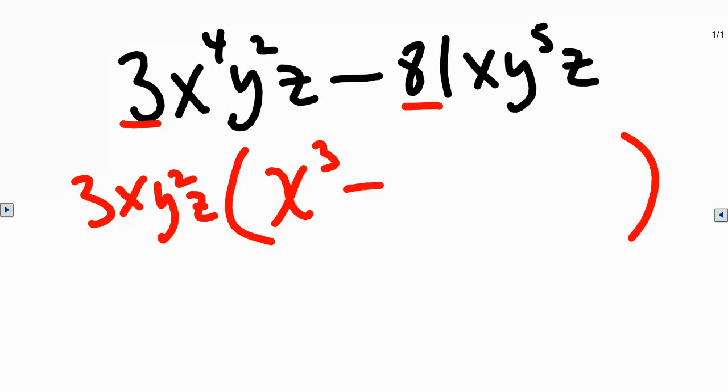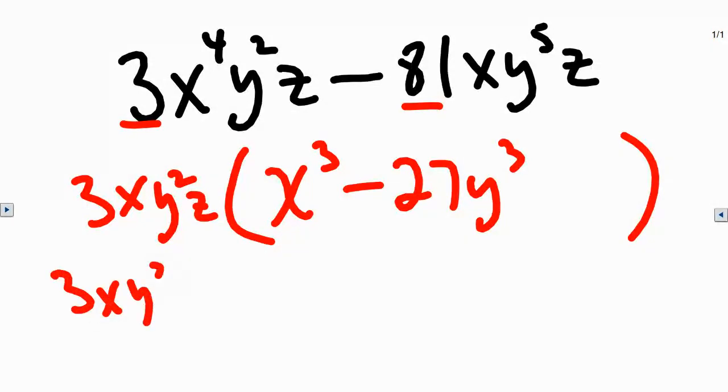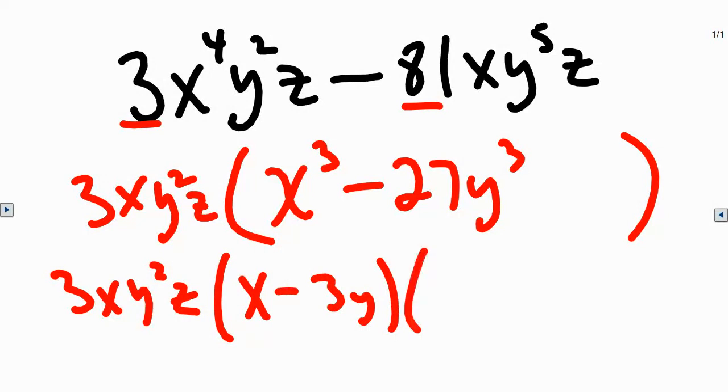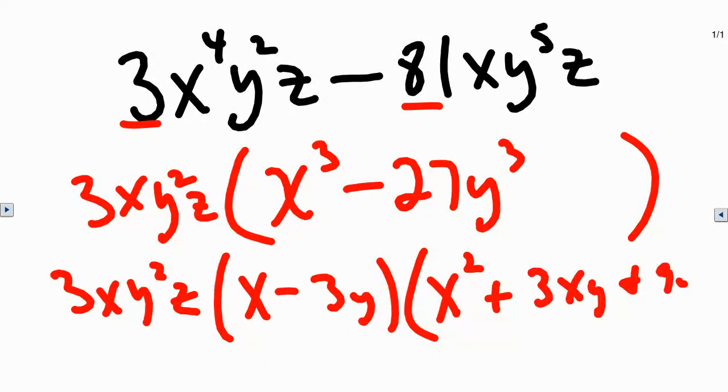Big surprise that it's going to be a perfect cube, right? 3 goes into 81 27 times when you divide. The x is gone because we're taking one of those away. 2 of the y's, so I'm left with y to the third, and the z is gone. So lo and behold, we have a difference of cubes left over, and whichever method you're using for factoring the difference of cubes, I'll do it this way: 3xy plus 9y squared, because I had to do y squared. All right, 3y times 3y is 9y squared.